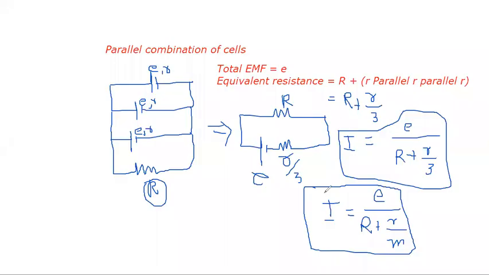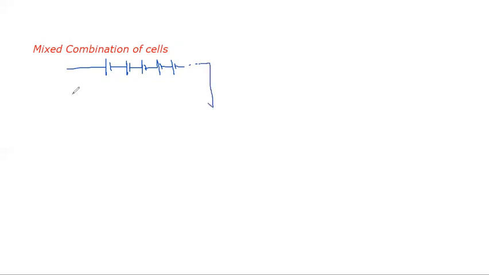Now we will go for mixed combination of cells. Mixed combination of cells. Now what happens in mixed combination of cells? In mixed combination of cells, there are n number of cells connected in series, and m number connected in parallel.